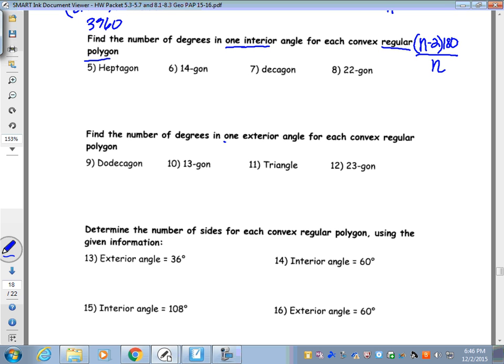To find one exterior angle in your graphic organizer, each exterior angle formula is 360 divided by n. So you're going to use that formula. N is your number of sides. So if I'm talking about a dodecagon, this would be 360 divided by 12.